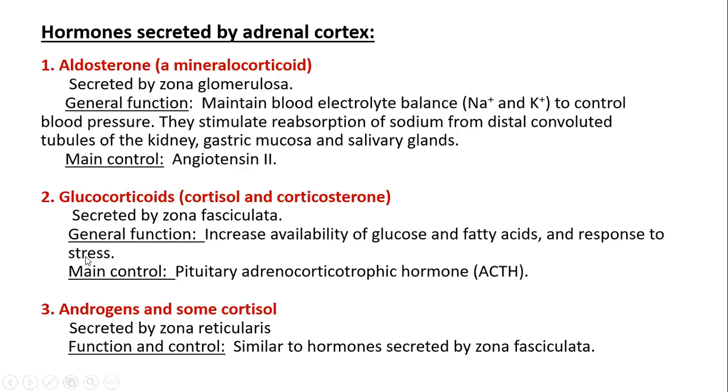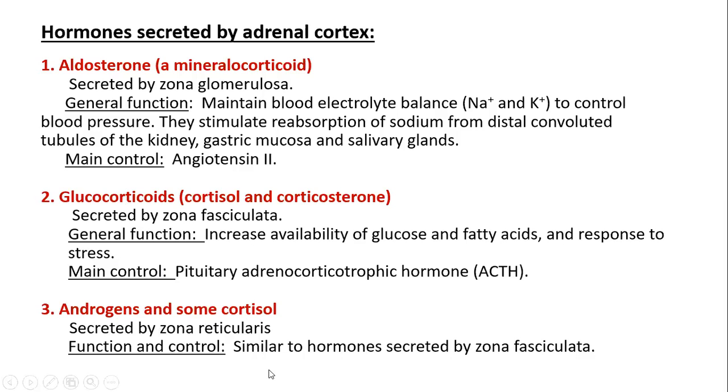The third hormone secreted by the adrenal cortex is the androgens, as well as even some cortisols, not only from here, but also from the zona reticularis. Zona reticularis will be secreting the androgens.